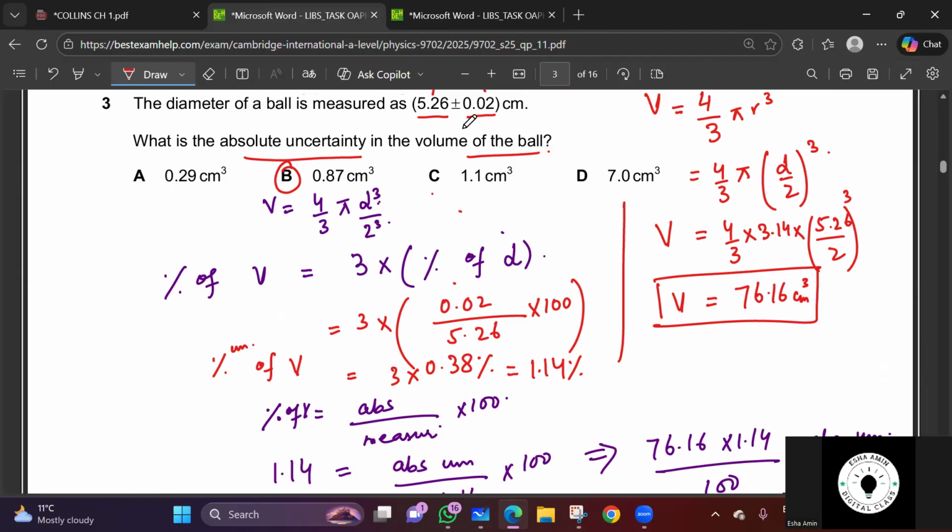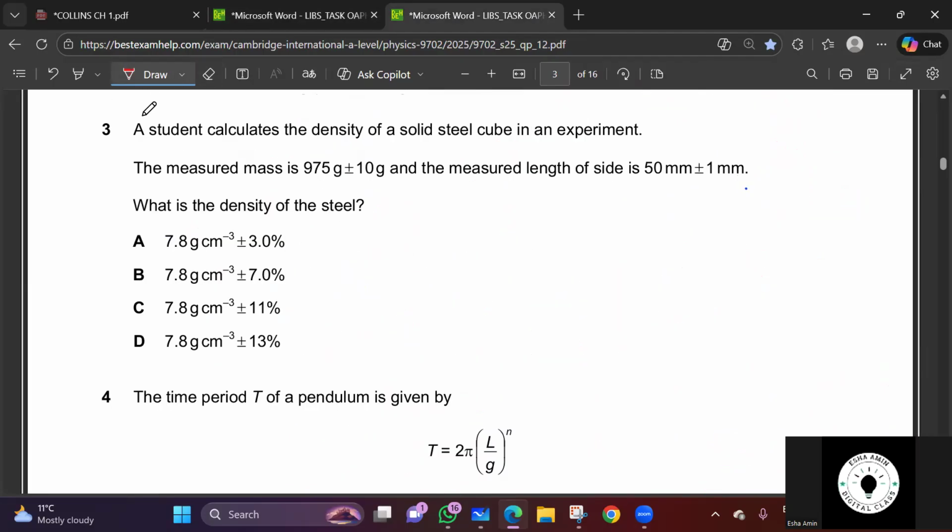Okay, now let's move to the next question. In the next question, a student calculated the density of a solid steel cube. The measured mass is given with its absolute uncertainty, and the measured length of the side is 50 millimeters plus minus 1 millimeter, and you have to find its density. Okay, how will we do it?